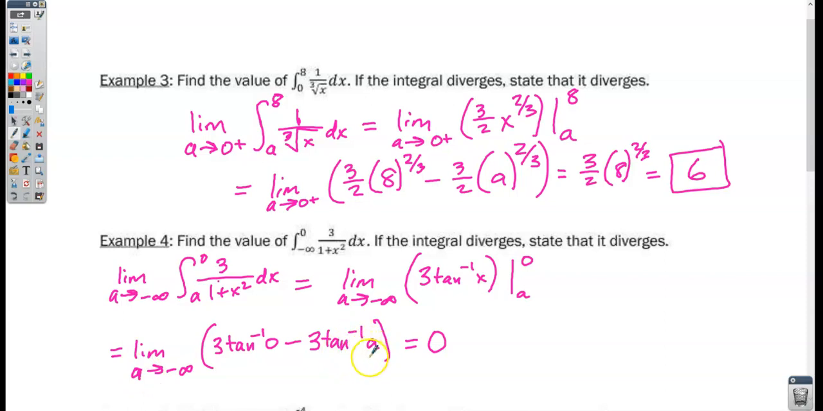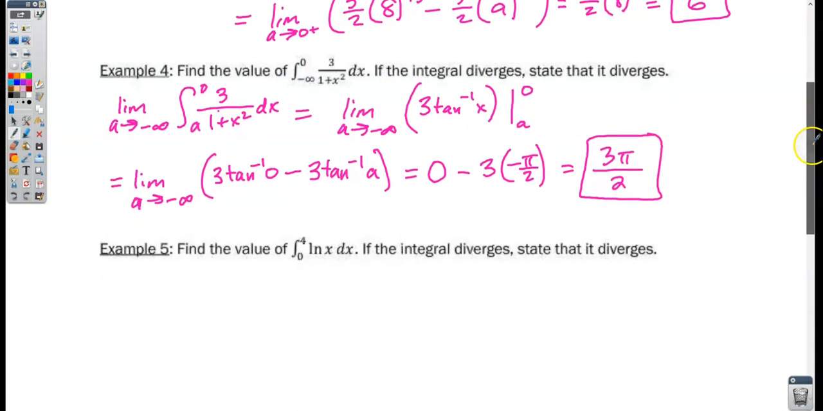And as we allow a to approach negative infinity, the angle produced by the arctangent of a, if you think about what happens with the tangent as we get closer and closer to negative pi over 2, the value of the tangent gets closer and closer to negative infinity. And so the limit as a goes to negative infinity of the arctangent of a is going to approach negative pi over 2. And so this turns into 0 minus 3 times negative pi over 2. And boom, there's the value of our improper integral.